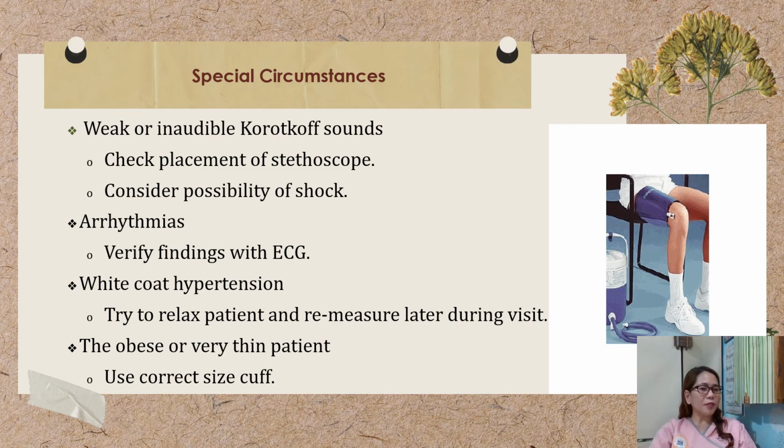Is there a presence of arrhythmias or irregular rhythm? Okay, try to check if you're checking the pulse rate, tapos you observe an irregular rhythm. You might want to check the apical pulse or the heart rate using your stethoscope on top of the fifth intercostal space on the apical area.